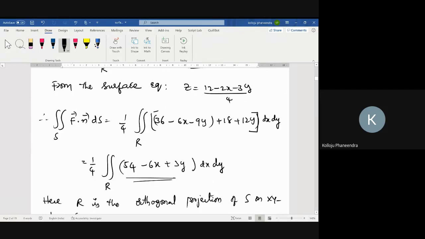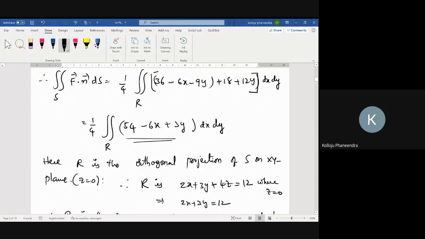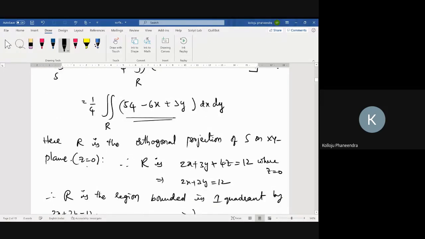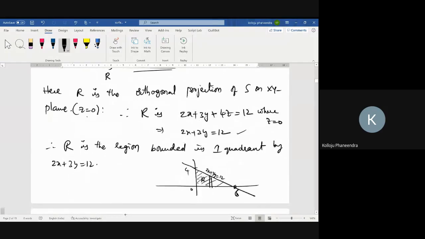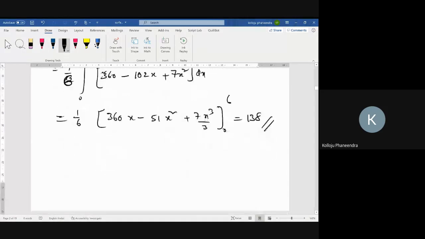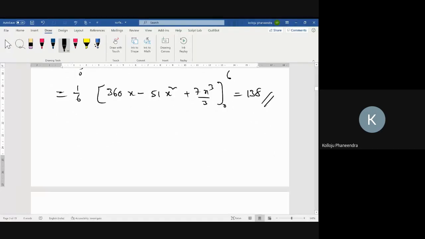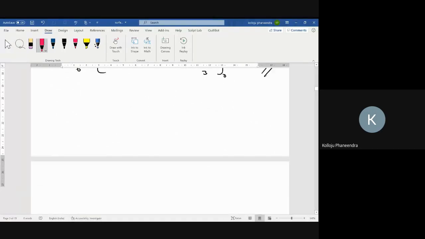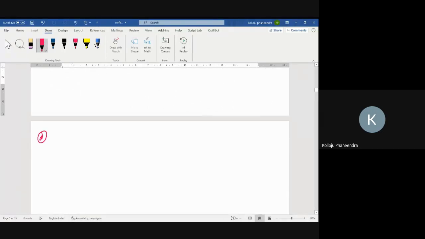So, and what is the R? R is the projection on xy plane. On xy plane, what is the value of z? 0. So the plane becomes a circle, not a straight line, and area bounded in the first quadrant, because the surface is in the first octant. The corresponding projection is in the first quadrant. So by considering vertical strip, I got these limits and evaluating and calculations, I'm getting answer 138. This is one problem. Next, another one. Any doubts?